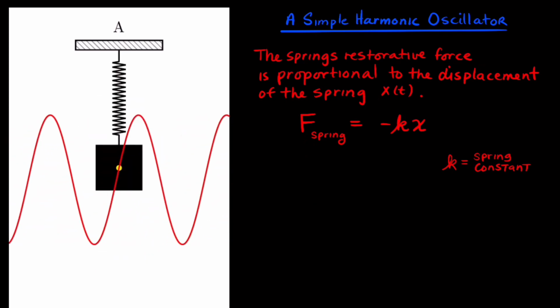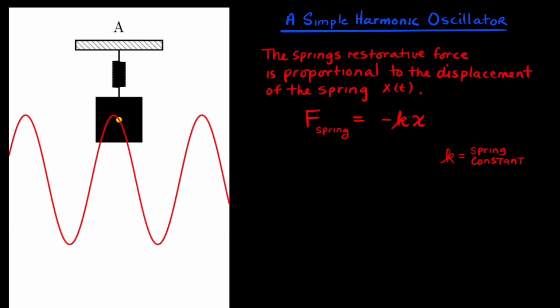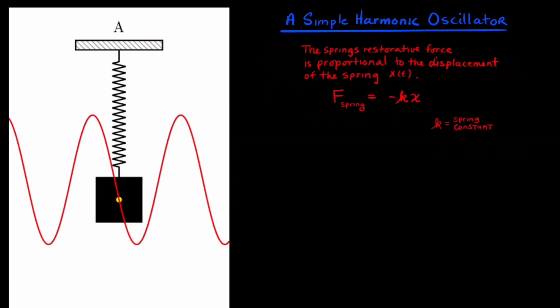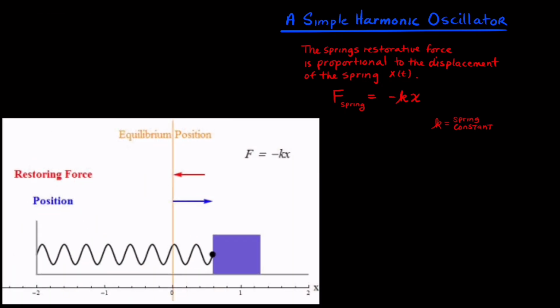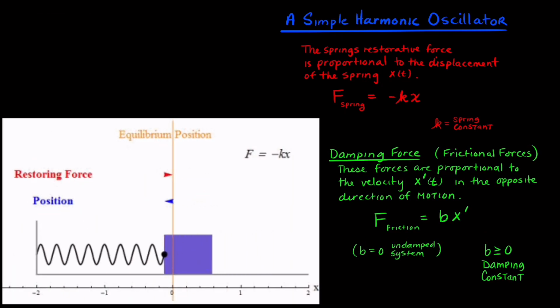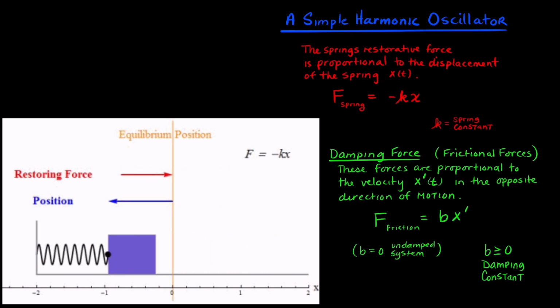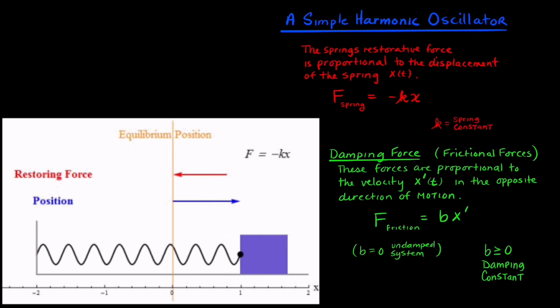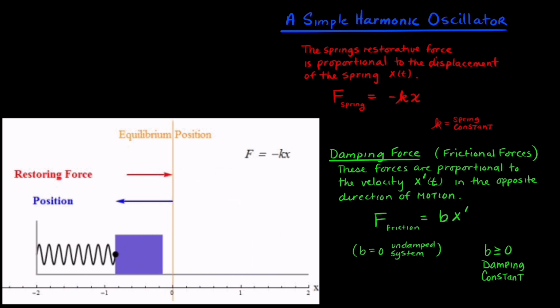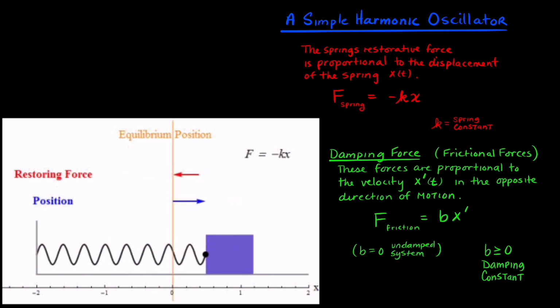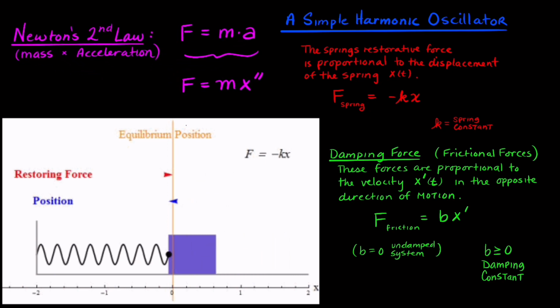Now perhaps if this mass were moving along a surface, then that motion would be considered damped due to some frictional forces that may be applied. And so if there are some frictional forces or dampening forces, then they'll be proportional to the velocity x prime. And we can write that force as b times x prime.